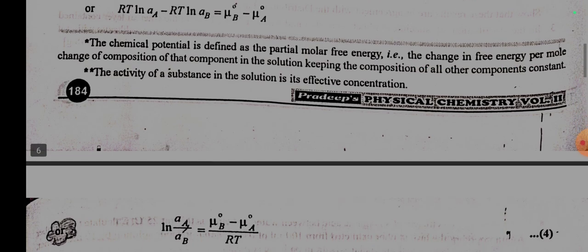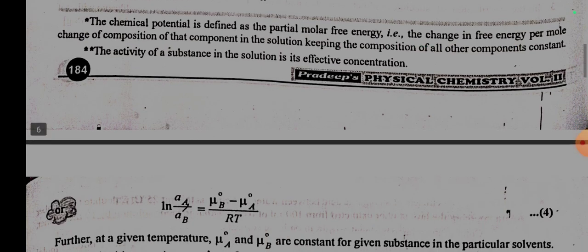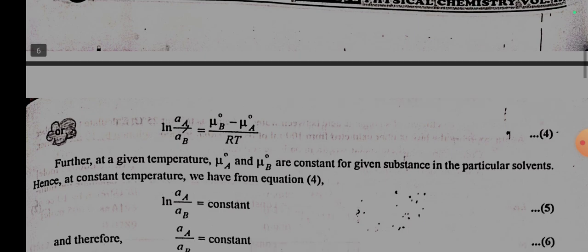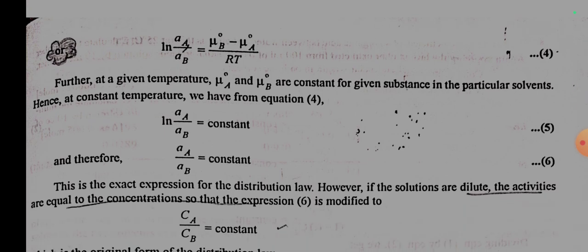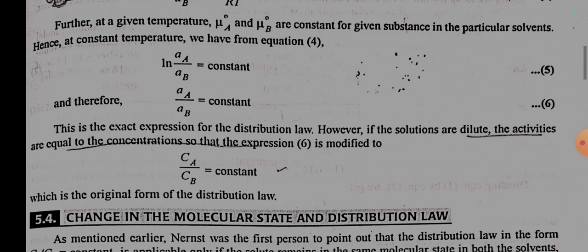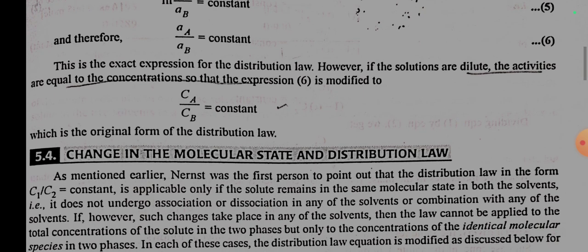The activity of a substance in the solution is its effective concentration. Then ln(A_A/A_B) = (μ°_B − μ°_A)/RT. Further, at a given temperature, μ°_A and μ°_B are constant for a given substance in the particular solvents. Hence, at constant temperature, we have from equation 4 ln(A_A/A_B) = constant, and therefore A_A/A_B = constant. This is the exact expression for the distribution law.